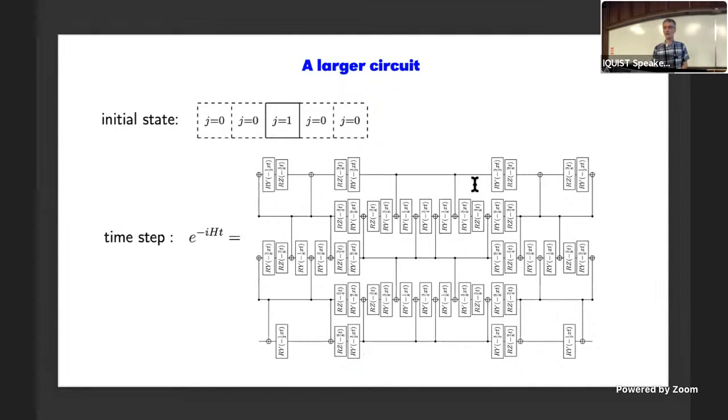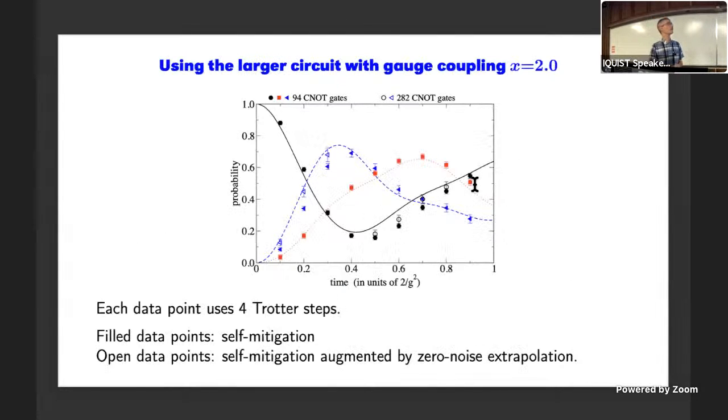You could do it with a larger circuit, and we did. So you look at the top, here's our initial state. We have 5 plaquettes now. The center one is the only one that has color flux in the beginning. Where does that color flux go as a function of time? It will move out toward the edges of our lattice. You can see the time step is a lot bigger now, but you can still run this code, and we did. And here's an example of results.